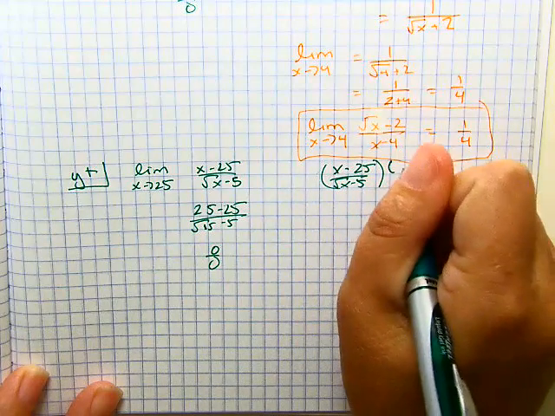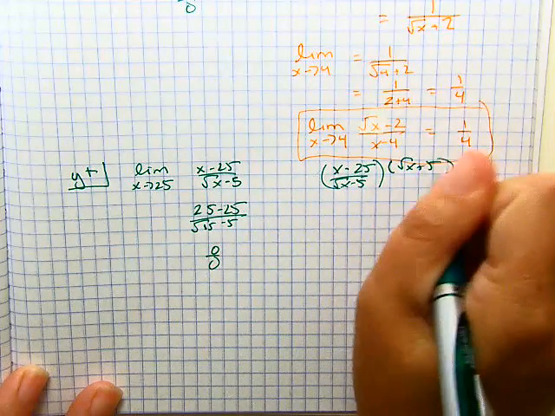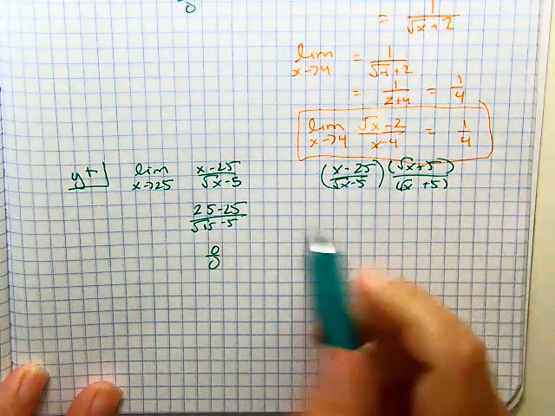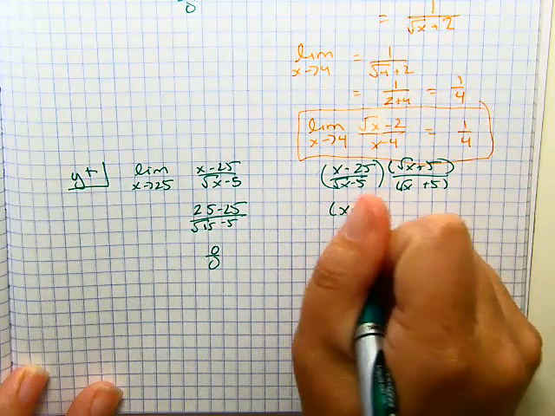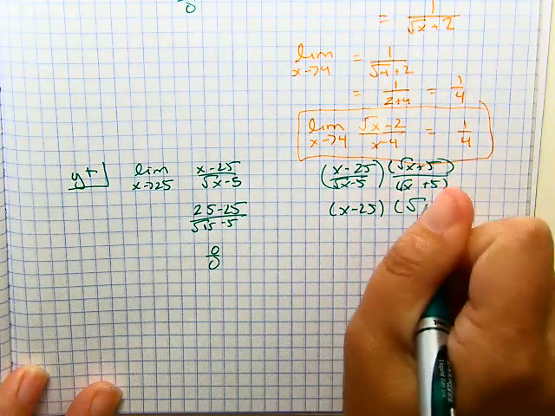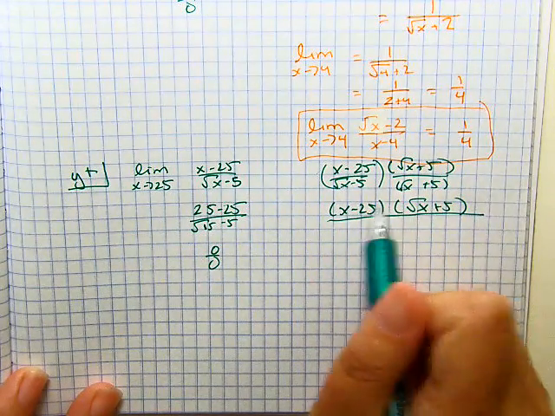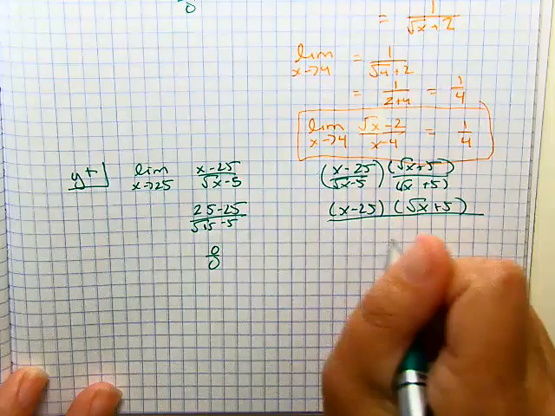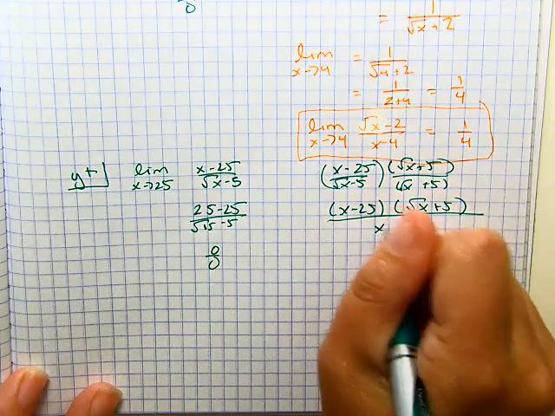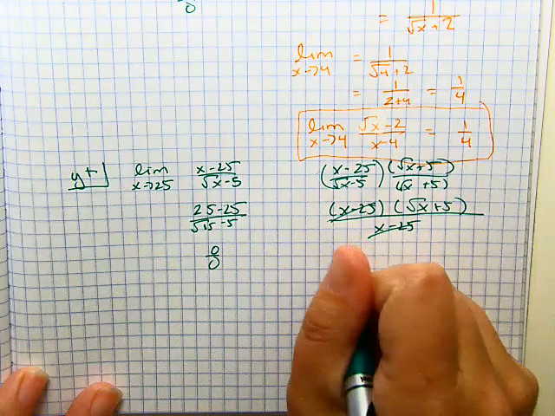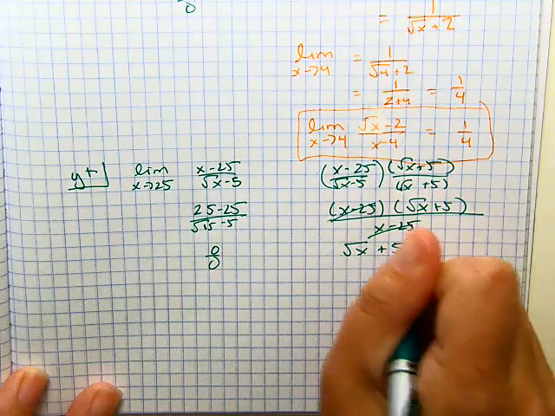And we'll multiply by the square root of x plus 5 over the square root of x plus 5. And we're not going to multiply the top out. We'll leave the bottom as x minus 25 and the square root of x plus 5, because we learned that trick from Miss Dunbar prior. And when you multiply this out, it ends up with x minus 25, which simplifies to be the square root of x plus 5.